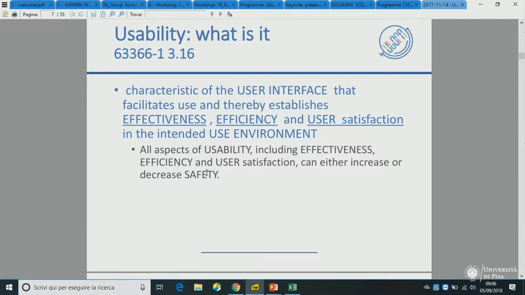And then last but not least, the user satisfaction. Of course, if this is a surgical tool and the user is the surgeon, he will have different expectations than a user at home, a little child, or an impaired person, okay? All of these aspects can either increase or decrease safety. So an effective, efficient, and satisfiable device is very safe.